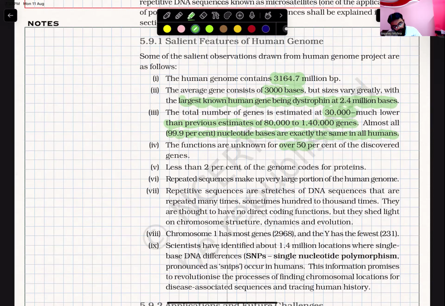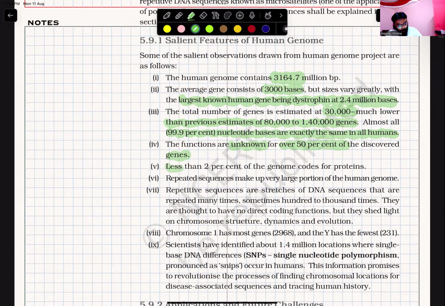Then the function of over 50% of discovered genes is unknown. We don't even know what their function is. Less than 2% of the genome actually codes for protein. Less than 2% means what is 2%? 2 by 100 into 3 into 10 to the power 9, which comes out to be 6 into 10 to the power 7. So less than this.